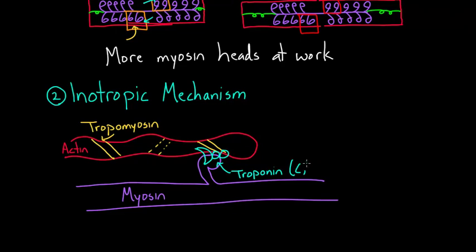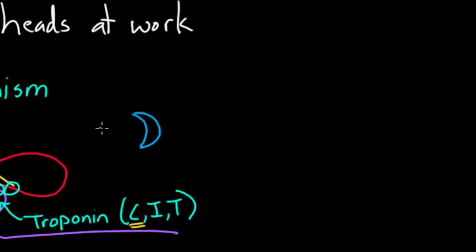And troponin comes in 3 protein bits, and we call them troponin C, troponin I, and troponin T. And it's the troponin C that I'm going to focus on for right now. So the troponin C, let's say, is looking like this, right? This is our troponin C. And remember, it's going to potentially bind to calcium. In fact, it will bind to calcium. This is my calcium, right? So this is my troponin C and my calcium.